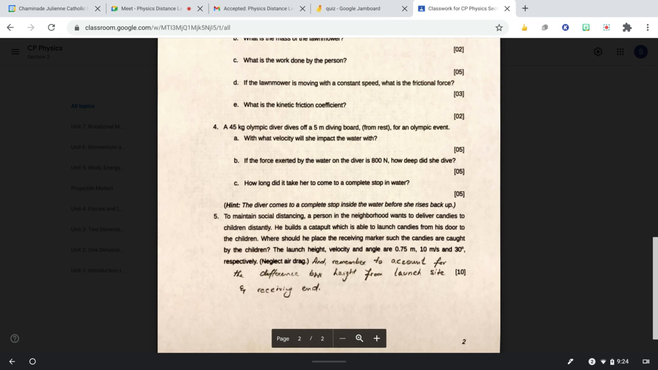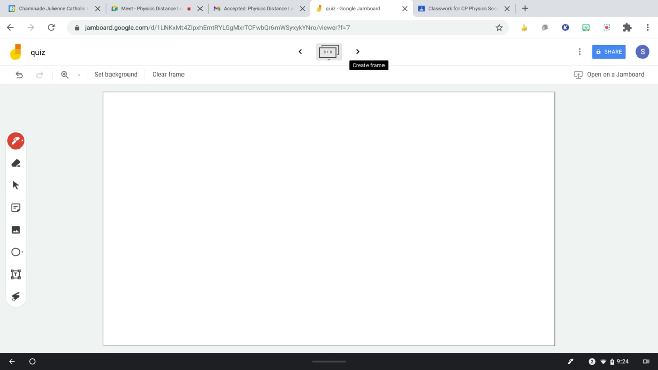Now, part B is asking, if the force exerted by the water on the diver is 800 newtons, how deep did she dive? Again, we had done this before, and there are two ways to do it. You could either do it with free fall equations, or you could do it with the work energy method. So let's start with the free fall part.